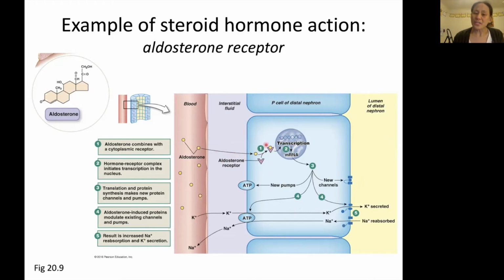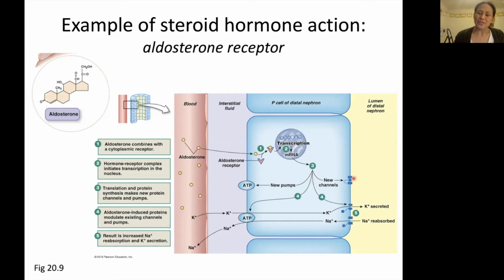It's going to bind to an intracellular receptor. And that complex of the hormone and the receptor is going to go in, and basically they become a transcription factor. They're going to affect transcription and translation. So looking at this specific example, we're going to see the transcription and translation, so basically the manufacture of new pumps and new channels by this cell.